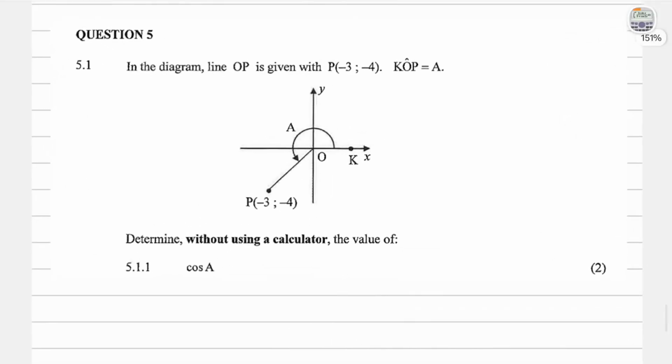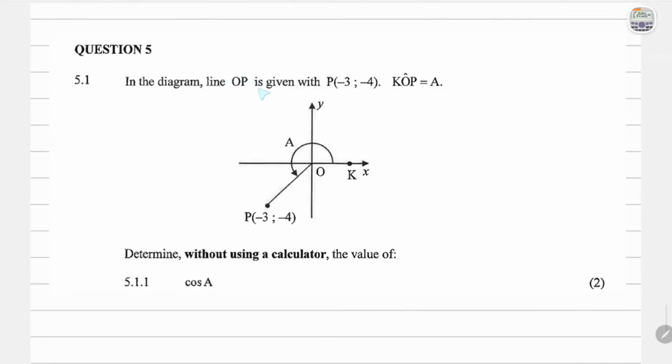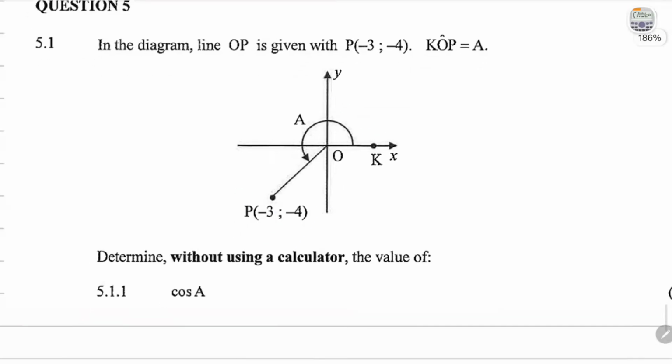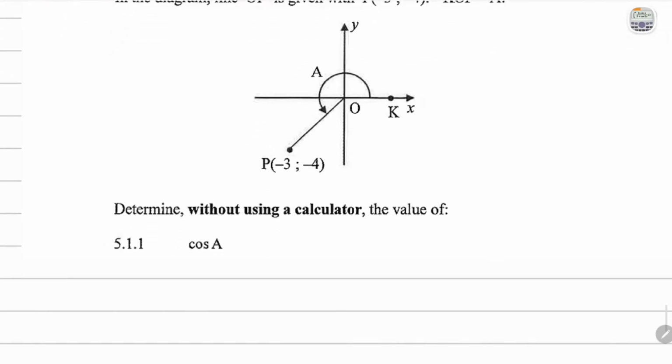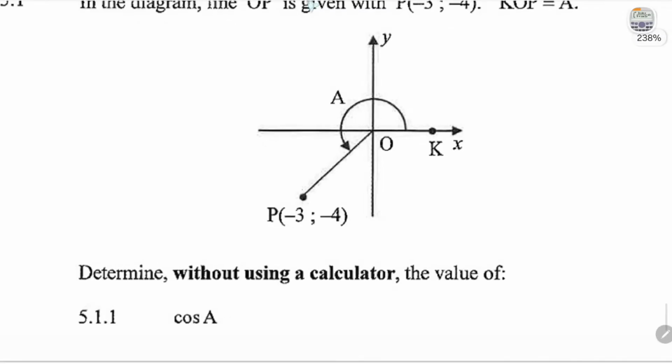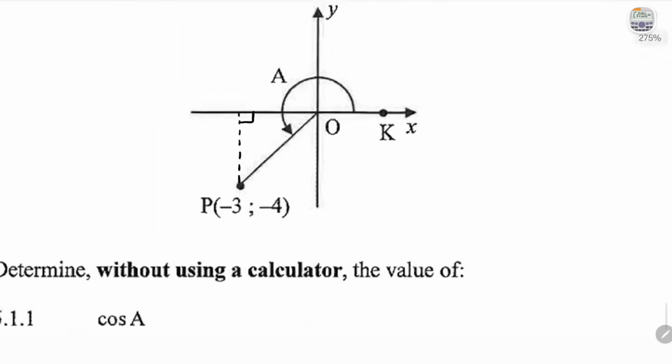Question 5.1 says, in the diagram, OP is given with P being (-3, -4), and angle KOP is equal to A. Without using a calculator, determine the value of cos A. We first need to find the other side that is missing. So we're going to draw a line to the x-axis, and remember that this line is perpendicular to the x-axis.